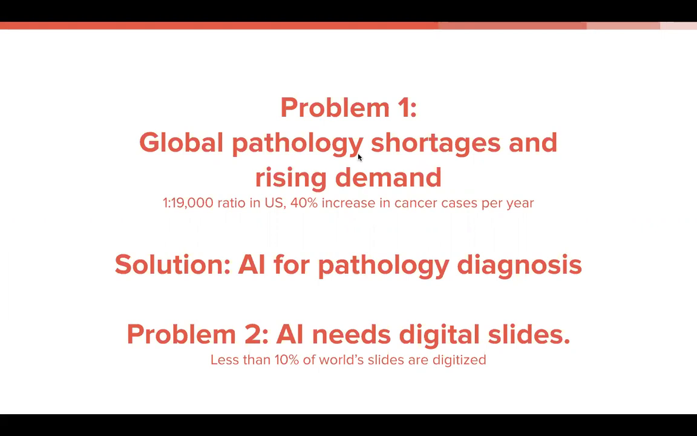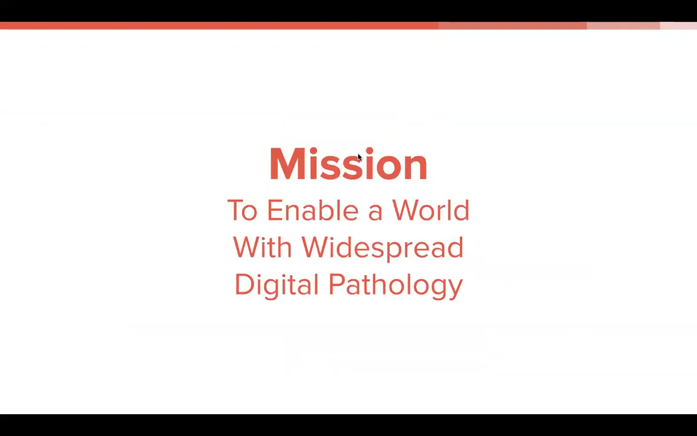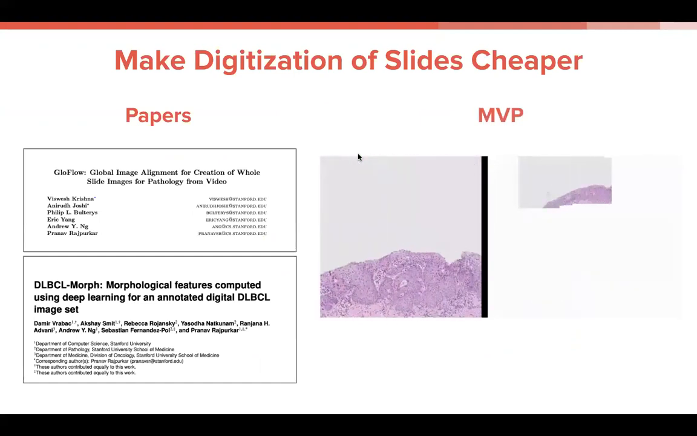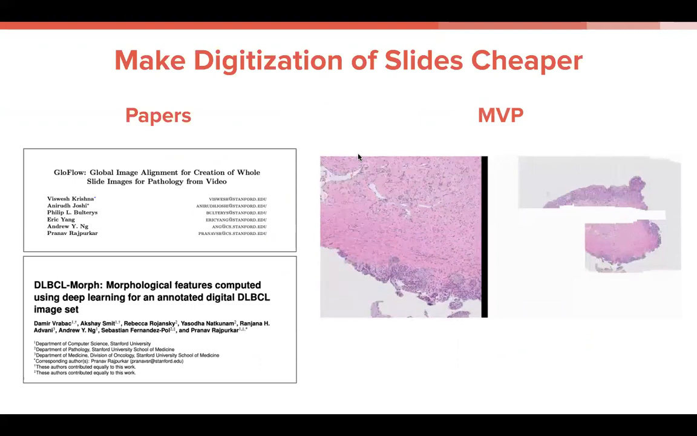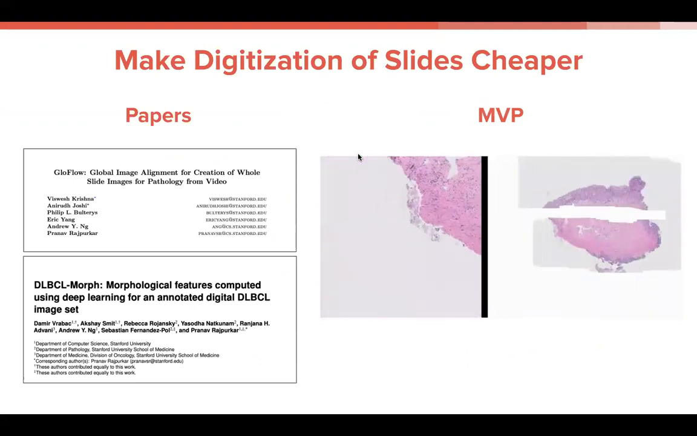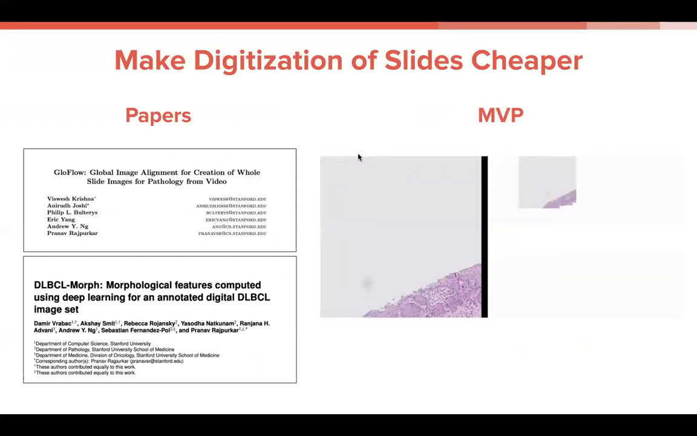However, we came across a very unique problem in that AI needs digital slides, and less than 10% of the world's slides were digitized. So we had a mission, which was to enable a world with widespread digital pathology. We took the opposite approach to Lean Launchpad, and we built technology to make slide digitization extremely cheap, because we had a hypothesis that slide scanners were too expensive for hospitals and many other academic centers to purchase. So we wrote a paper and we demonstrated our technology on being able to stitch together whole slide images.